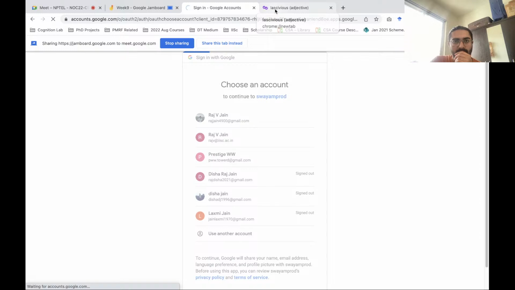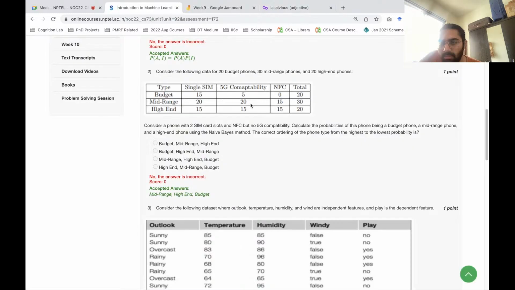Yeah. So the second problem is this budget phones problem, is it? Second and third. Yeah. Okay. So consider a phone with two SIM cards, NFC but no 5G compatibility. Probably this phone being a budget phone, mid-range phone, and high-end phone.